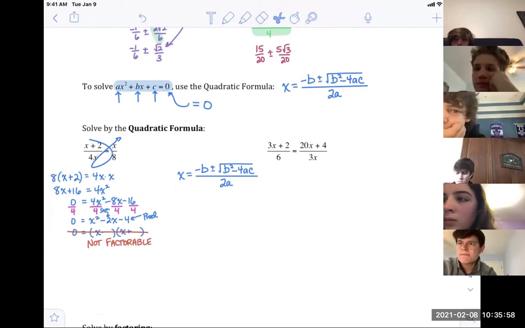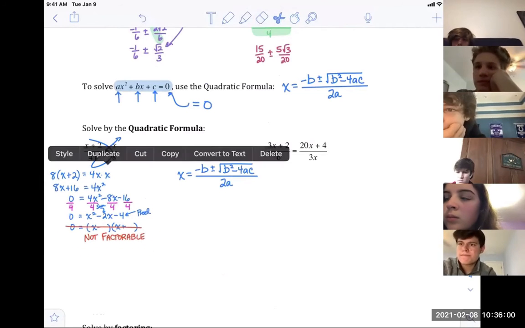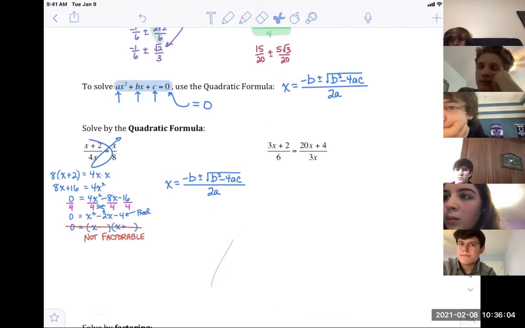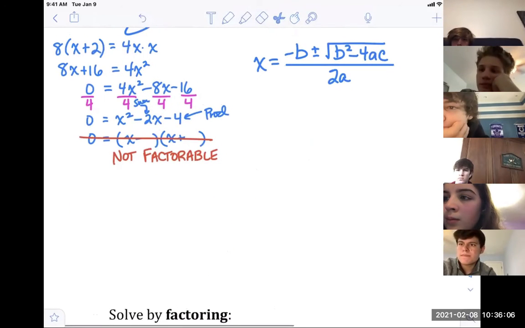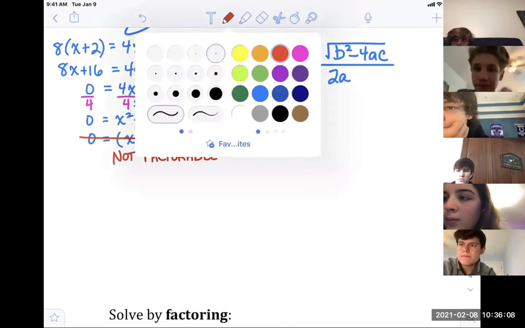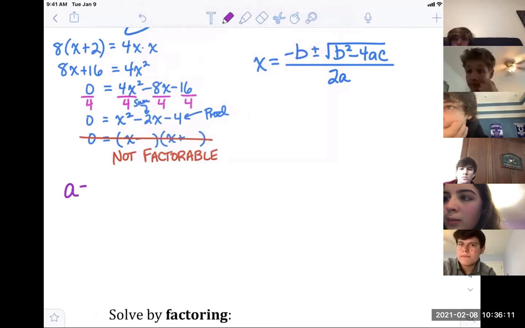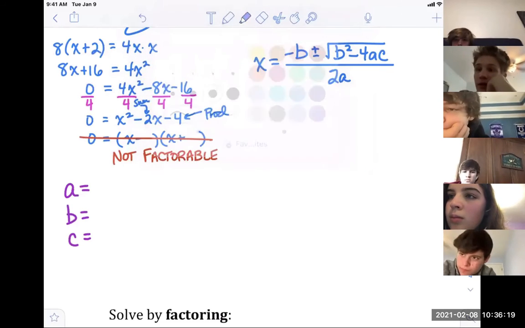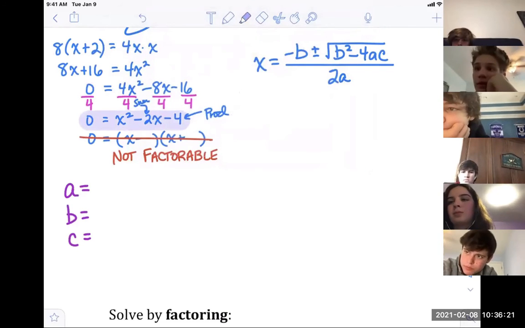Shrink this down a tad here. When you go to plug into the quadratic formula, what are we using for A, B, and C? Now, you don't have to do this, but sometimes writing down the A, B, and C will keep you from making mistakes instead of looking at it up where it is up here. Katie, tell me what the A, B, and C are.